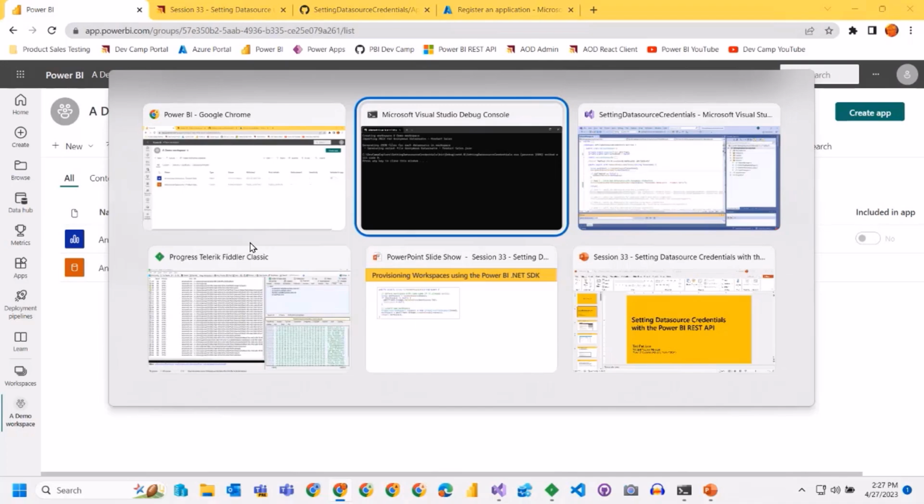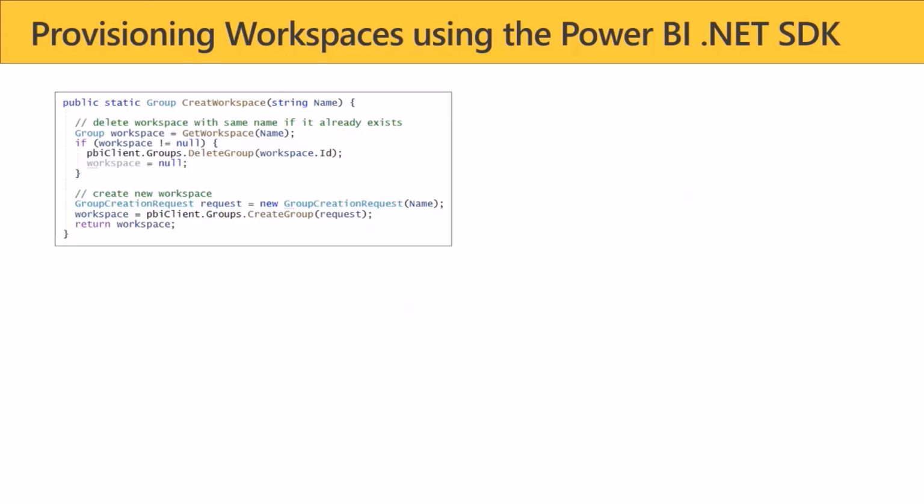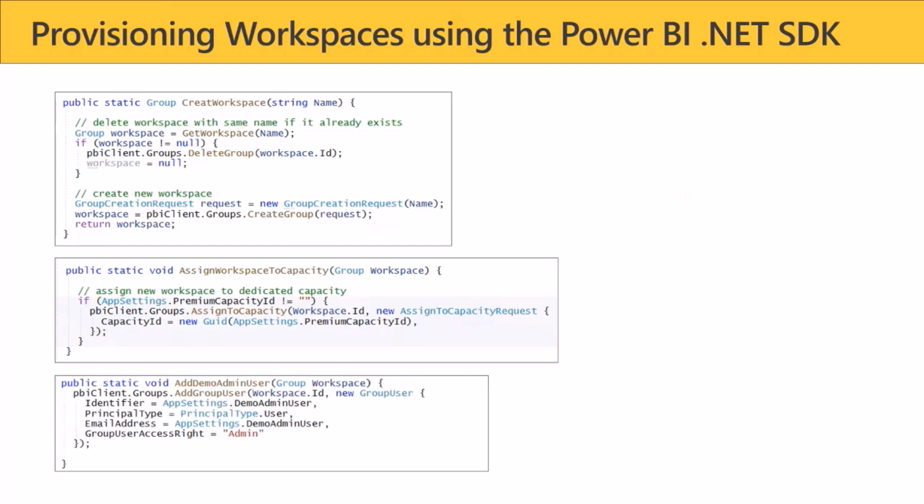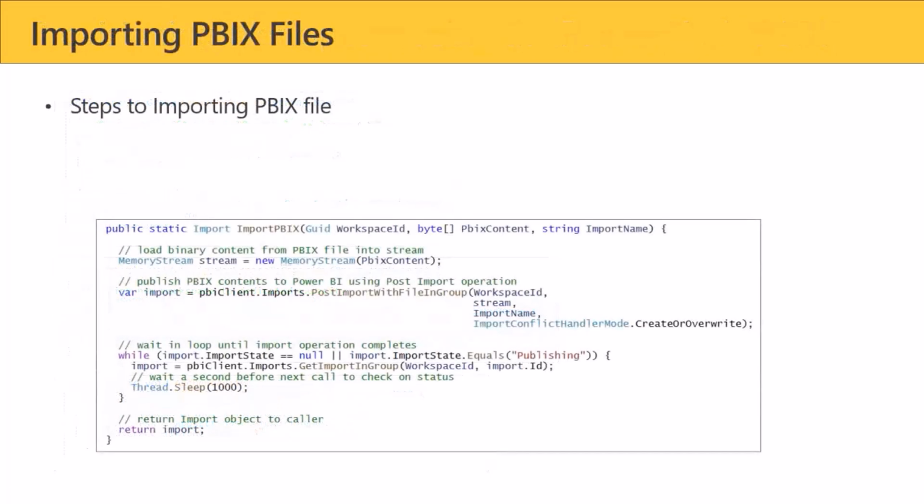But what we did is write code to create a workspace. And you can also see that this code looks to see if there's a workspace of the same name. And if there is, it deletes it. And that's just part of my test code. Here's some code to assign a workspace to a capacity and to add a user to the workspace's membership. We're going to just pass over this because we want to move on to the better stuff.